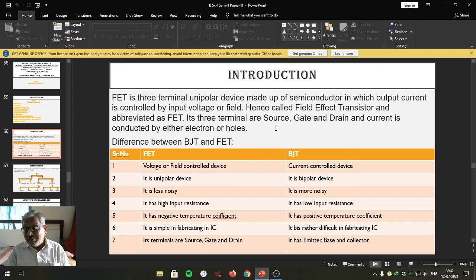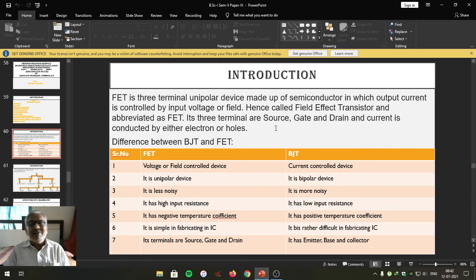transfer of resistor, from low to high, made up of semiconducting material. It is called a current controlled device. As far as BJT is being considered, its three terminals are emitter, base and collector. That's all about BJT. But as far as FET is being considered, it is a field effect transistor.